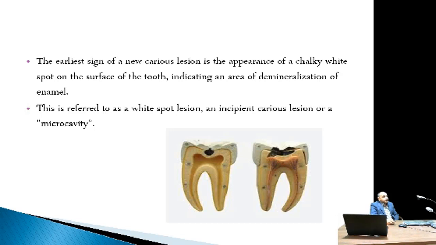The earliest sign of a new carious lesion is the appearance of chalky white spot on the surface of the tooth, indicate an area of demineralization of enamel. This is referred to as a white spot lesion, incipient carious lesion, or microcavity. إذن early sign of new caries هو incipient carious lesion on the enamel surface with the white color or chalky white spot on the tooth surface.